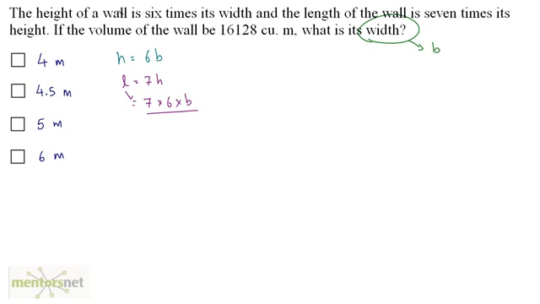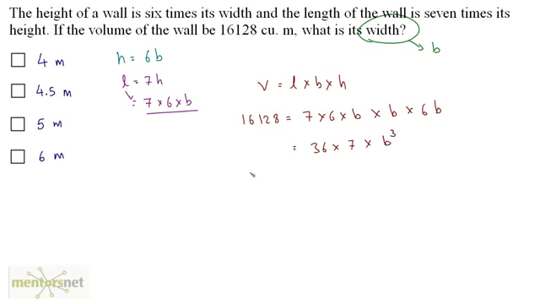Now this wall is basically in cuboid shape. So I can say that the volume of this wall is equal to L times B times H, the length into breadth into height. So volume is given, that's 16,128 is equal to the length, which is 7 times 6 times B, times this B, times H, which is 6B, right? So 6 times 6 is 36, so we have 36 times 7 times B times B times B, that's B cube. And on the left hand side we have 16128.